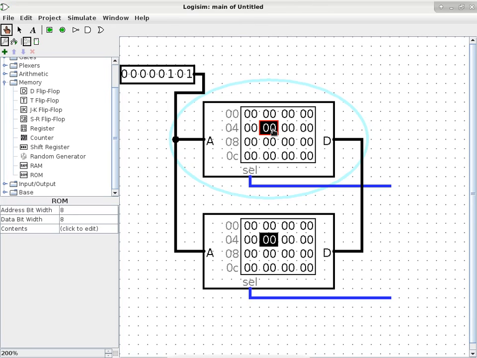So for this one, I want it to be 78 in hexadecimal, and then for this one, I want it to be, let's say, 13 in hexadecimal. I just want them to be different. That's all. Okay, and you can see that this wire is going red. When a wire goes red, that means you have a conflicting signal, otherwise known as a bus fight. I mean, that's a real term, bus fight.